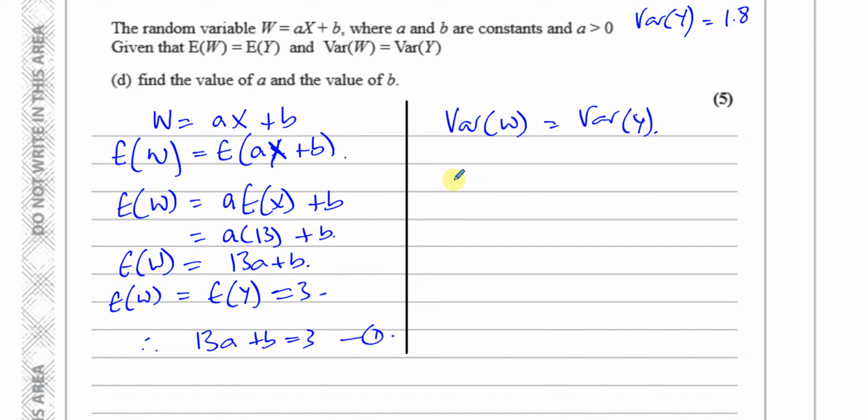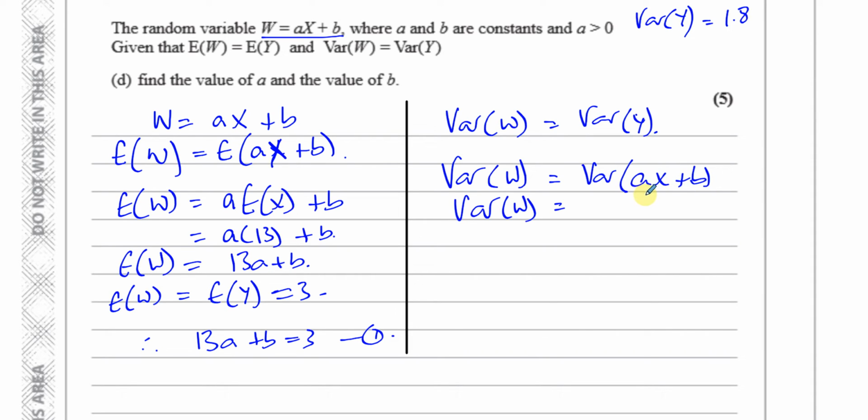Okay, so I can do something similar here. I know W is equal to AX plus B, so I can say the variance of W is equal to the variance of AX plus B. I can use this, right? What you know is for the variance, it's not affected by addition and subtraction, because the variance is about the spread of the data. So it's only affected by the multiplication.